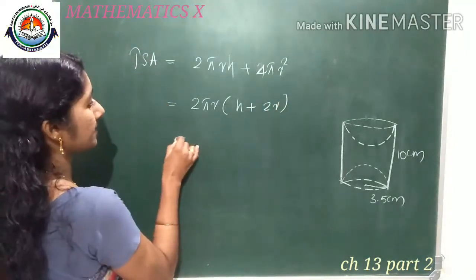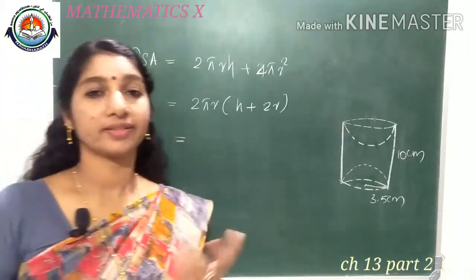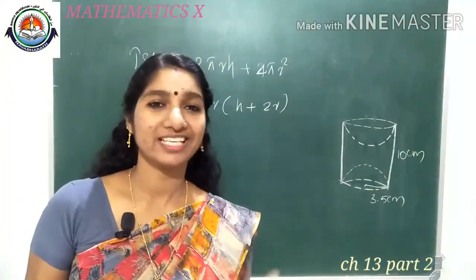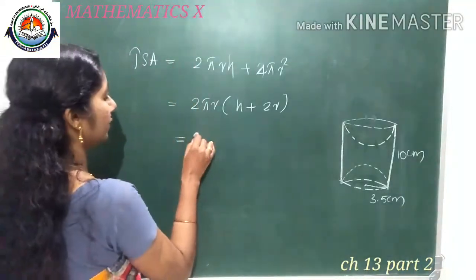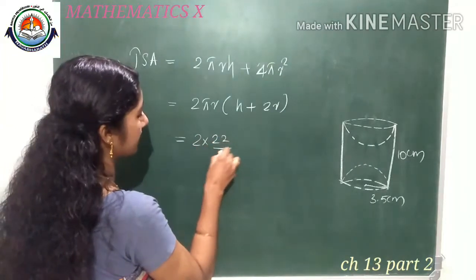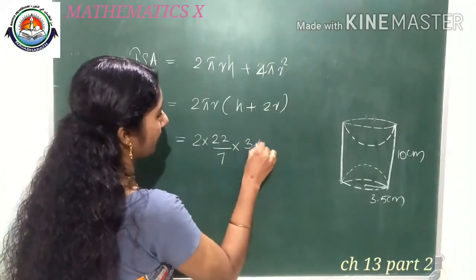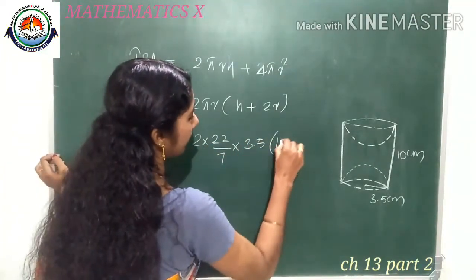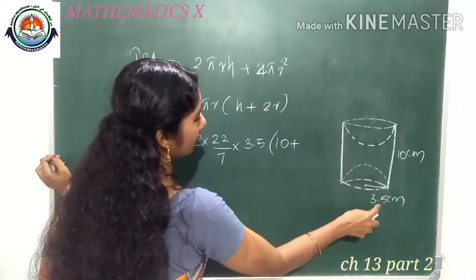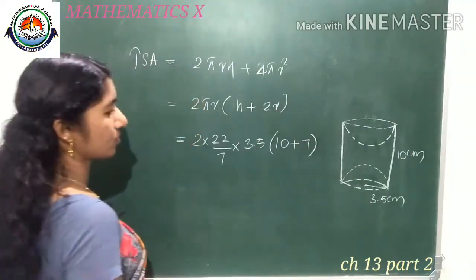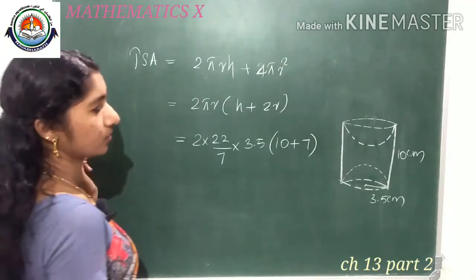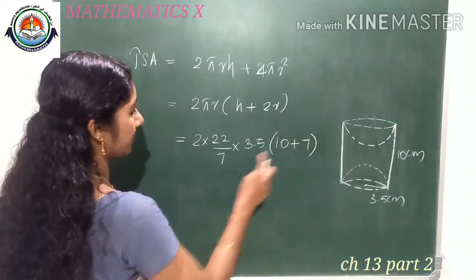Okay. Then replace the value. Why we are taking the common factor outside? For making the calculation very easy. 2 into 22 by 7 into 3.5 into 10 plus 2 into 3.5. So, 17. Okay. This total is 17.